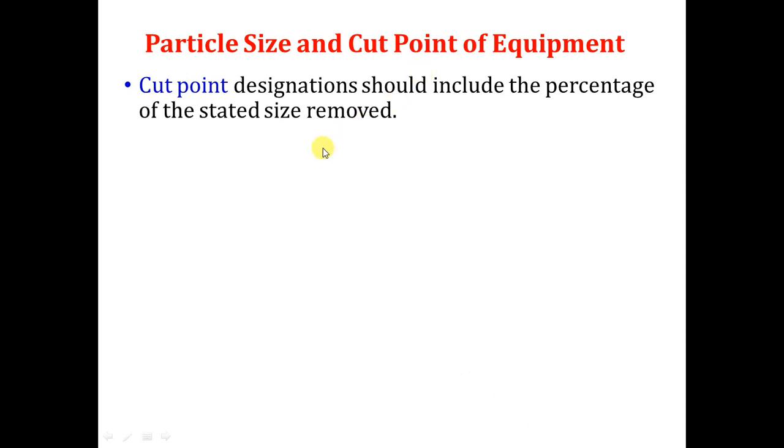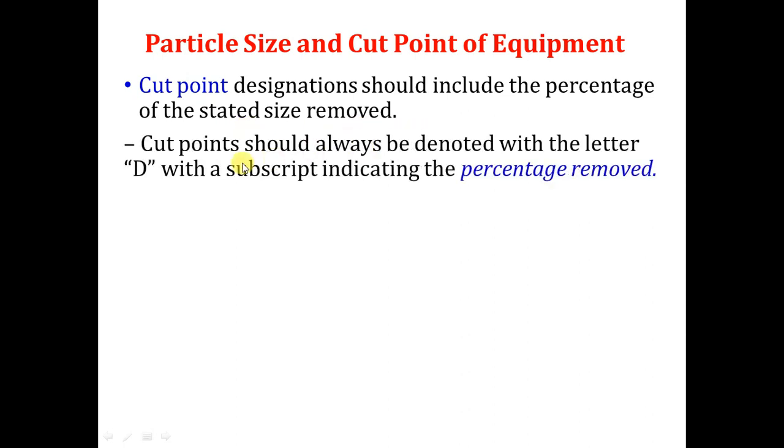Actually, the cut point designation should include the percentage of the stated size removed. The cut point should always be denoted with the letter D with a subscript indicating the percentage removed. So if I say the D50, D60 or D80 of the screen API 170 equals, for example, 44 microns.